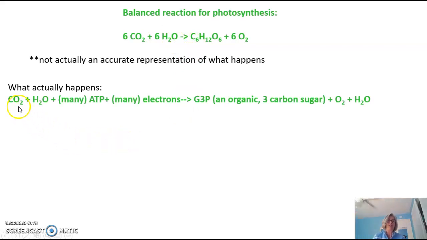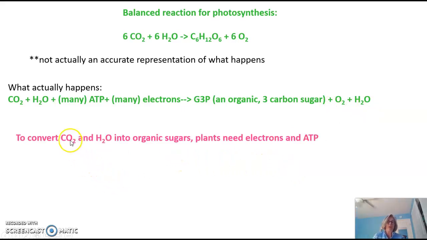What actually happens is you do have carbon dioxide and water coming together with lots and lots of ATP and lots of electrons, and they don't form glucose at all. The process of photosynthesis forms an organic 3-carbon sugar called G3P. And then it does produce oxygen, and again, more water. Water is actually on both sides of the equation.